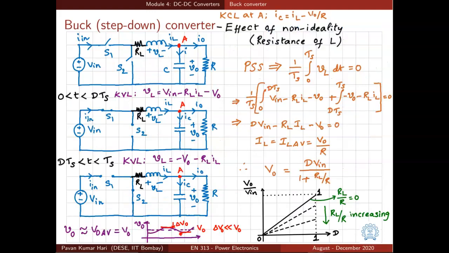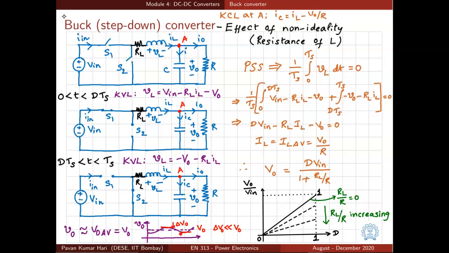How do we incorporate the effect of non-idealities like resistance of the inductor or the voltage drop across a switch when it is on, or ESR of capacitor in the analysis of DC-DC converter? Let us try to understand through an example. Let us consider this buck converter circuit, and we want to look at the effect of including the resistance of an inductor on the voltage gain. What do you mean by voltage gain? It is the ratio of average output voltage to the input voltage.